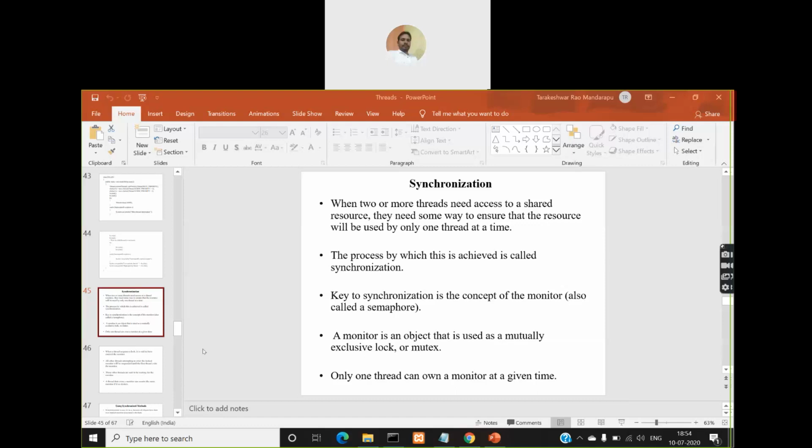Okay. So, look at the slide here with the heading synchronization. Look at the first point. What is it saying? When two or more threads need access to a shared resource, they need some way to ensure that the resource will be used by only one thread at a time. So, what is the meaning of this point?